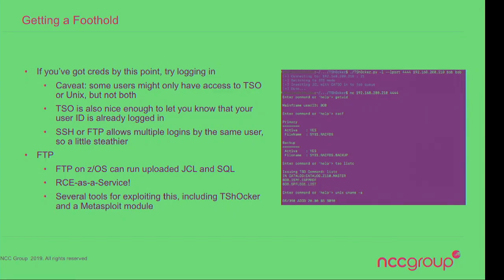And then SSH or FTP allows multiple logins as the same user, so it's a little stealthier that way. So if they do have access to both, just do SSH or FTP. They won't immediately figure out that you're logged on if they come along later and try to get in. FTP is interesting on z/OS because you can actually run JCL and SQL jobs from FTP by just uploading a file, which, yeah, it's RCE as a service. It's very, very handy of them. So we'll use that later in the video to actually get a foothold on the server.